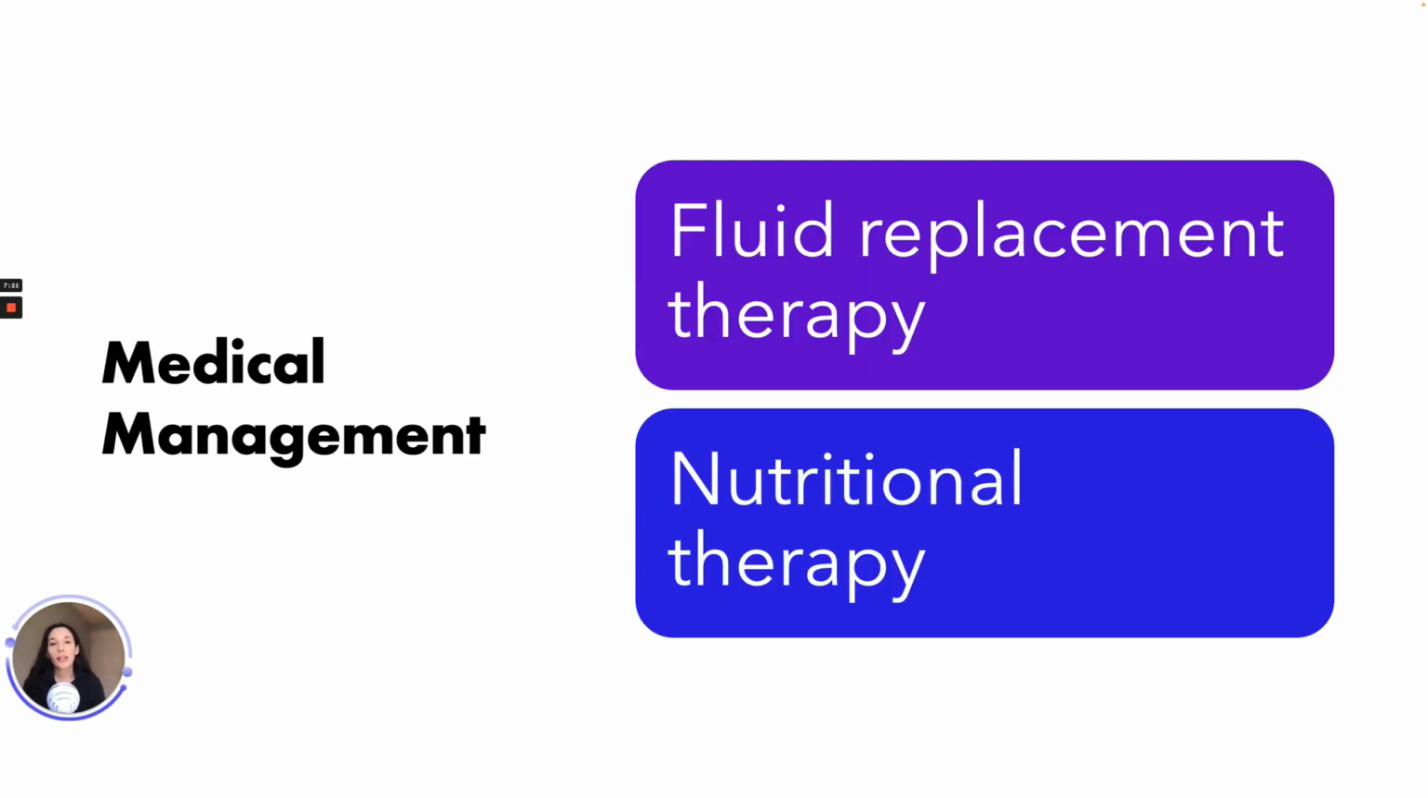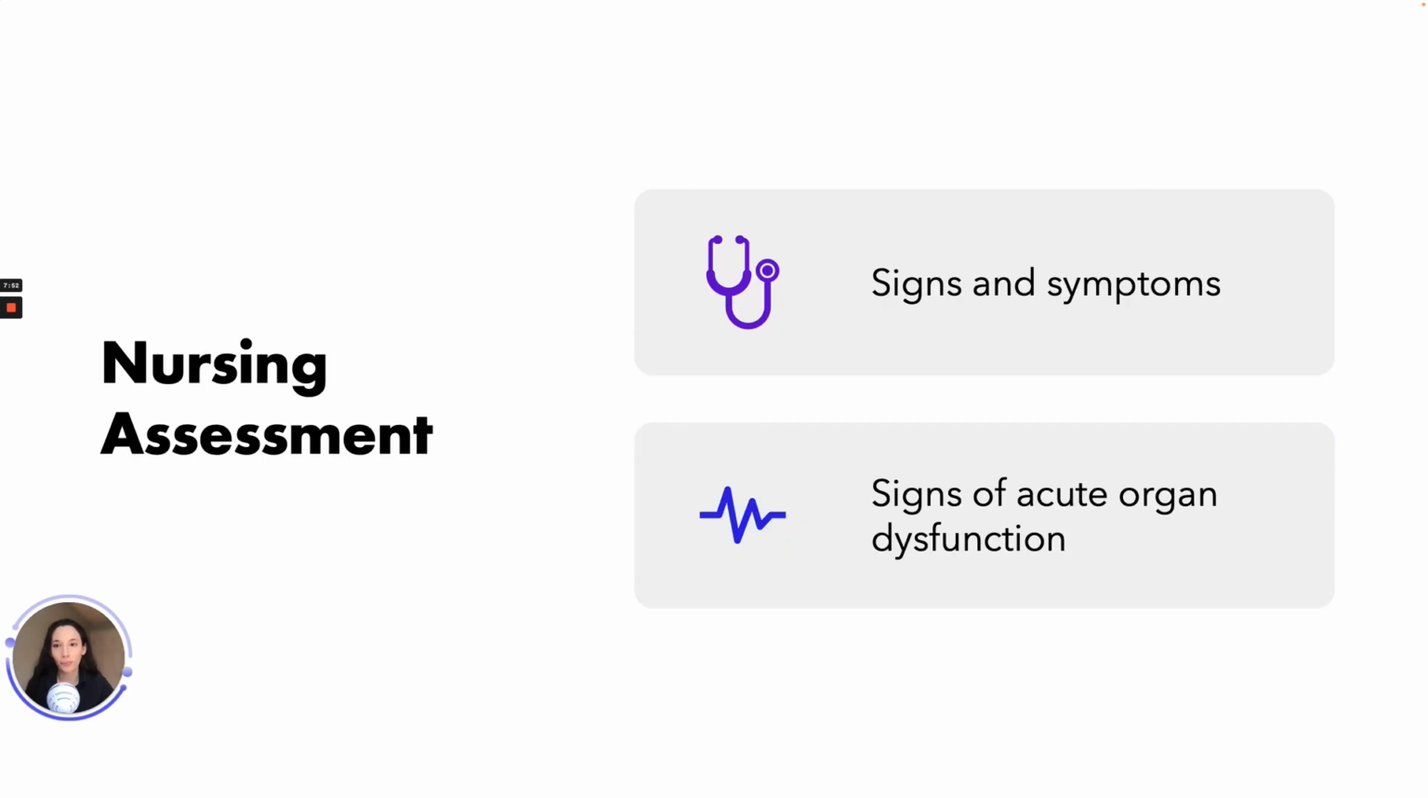So medical management of septic shock and sepsis includes identifying and eliminating the cause of infection. We can also use fluid replacement therapy to correct the tissue hypoperfusion, so aggressive fluid resuscitation may be implemented, and we can also use nutritional therapy. Aggressive nutritional supplement is critical to managing septic shock because malnutrition further impairs the patient's resistance to the infection.